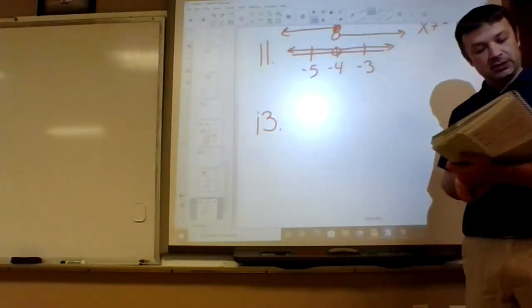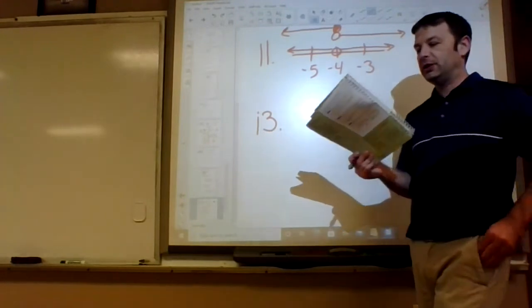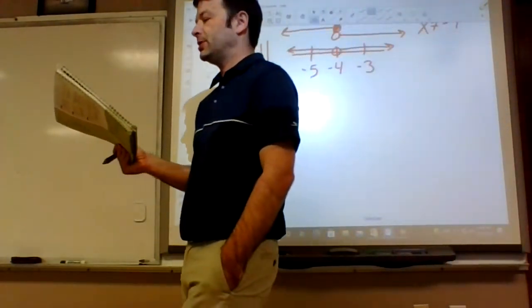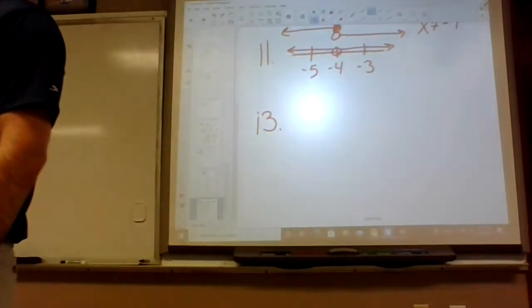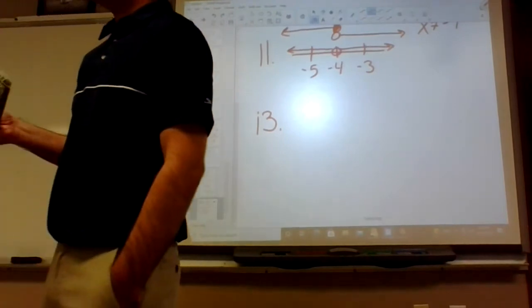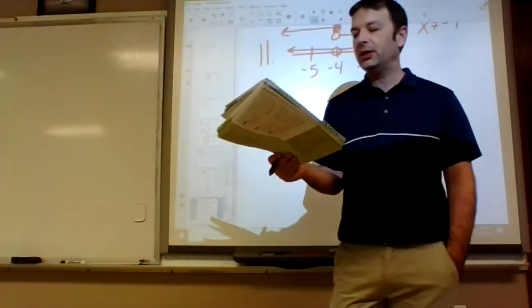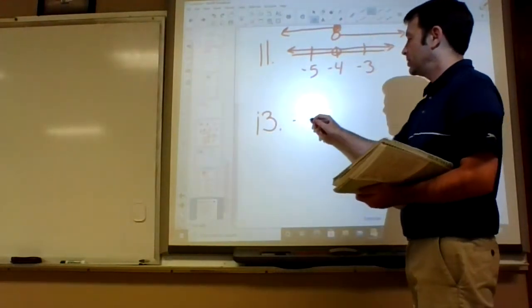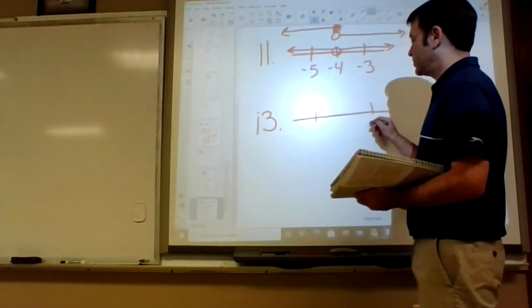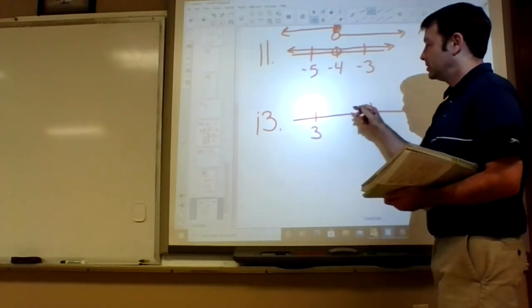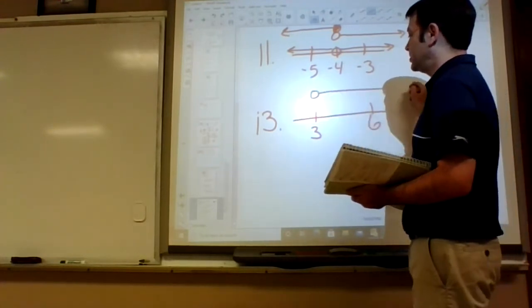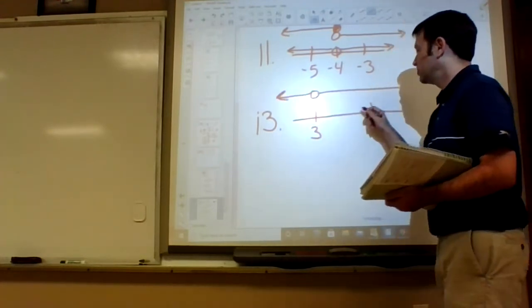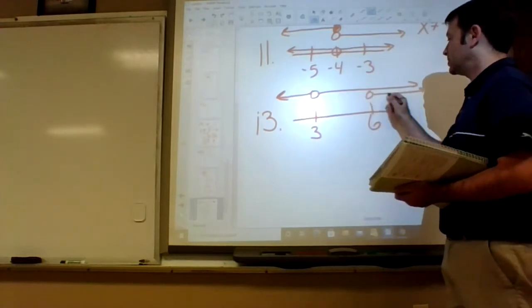13. Alright, 13, we can't solve it because it's already solved, but we can simplify it a little bit. If x is not equal to 6 or not equal to 3, what could x be? We're not supposed to graph these, but let me graph it just to help us think a little bit. X is not equal to 3 means anything but 3, or x is not equal to 6, anything but 6.